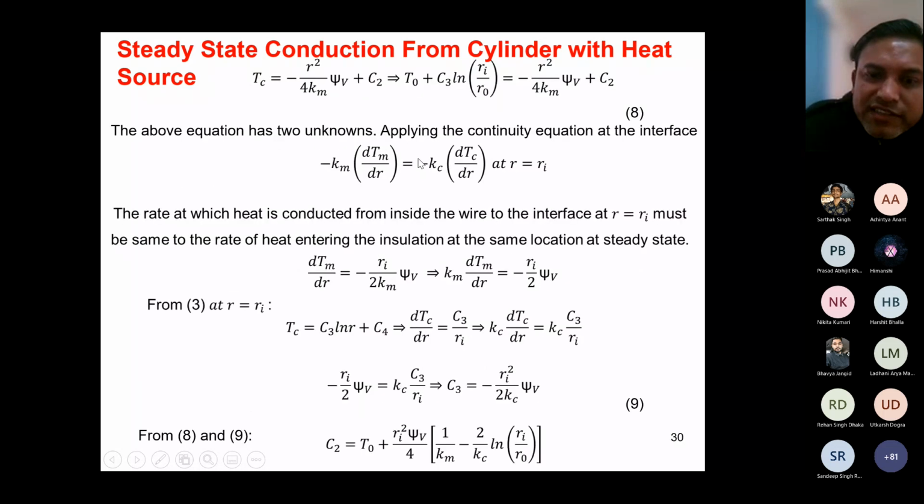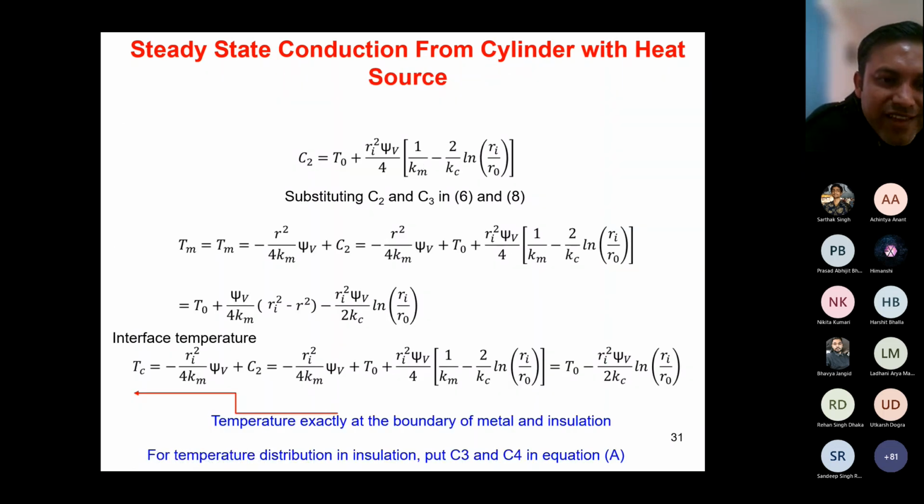But what TC is calculated right now, this is an interface temperature. This is not a temperature distribution. Don't get confused. That's why I have clearly written interface temperature exactly at the boundary of the metal insulation. But this TM we have calculated is the temperature distribution across the metal wire. Is it clear to everyone now?